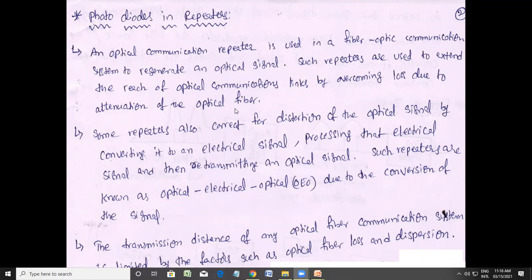The repeater works in optical communication by the concept of OEO. What is OEO? Optical, electrical, and again optical conversion. This is the principle of a repeater in an optical communication system. If the transmission distance between transmitter and receiver in an optical fiber communication system increases, then losses automatically occur. That's why we also go for repeaters.